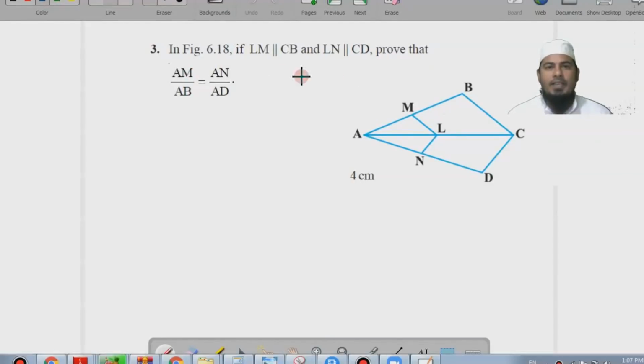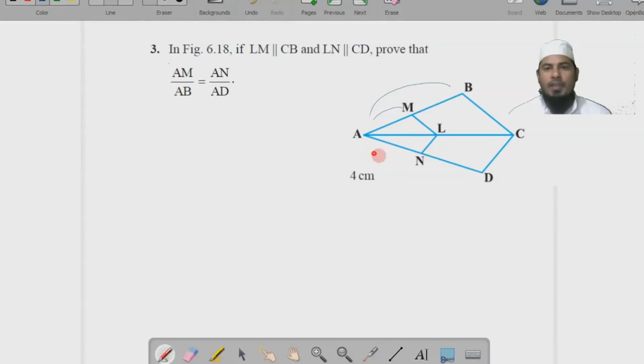The question is written here in figure 6.18. LM is parallel to CB, and LN is parallel to CD. Prove that AM by AB is equal to AN by AD. So yes, the lines are parallel.